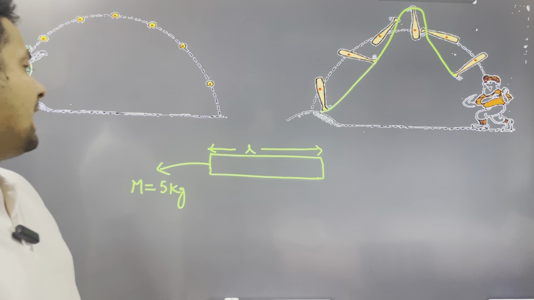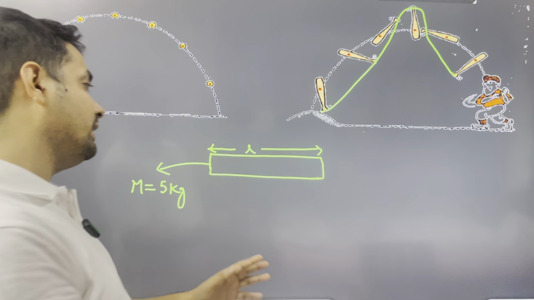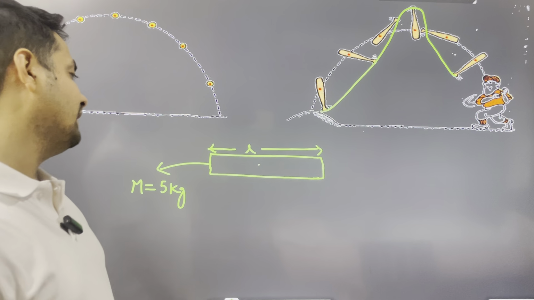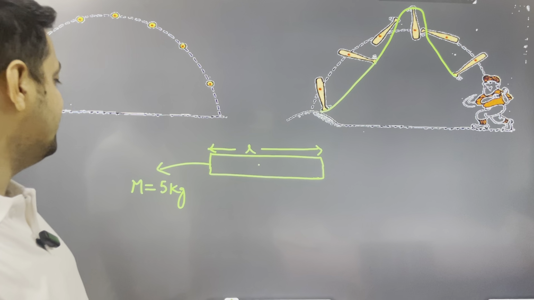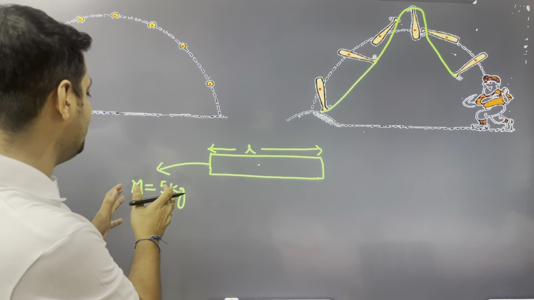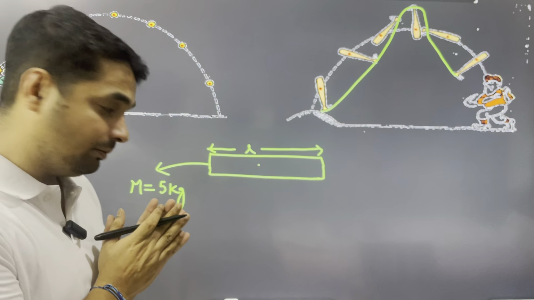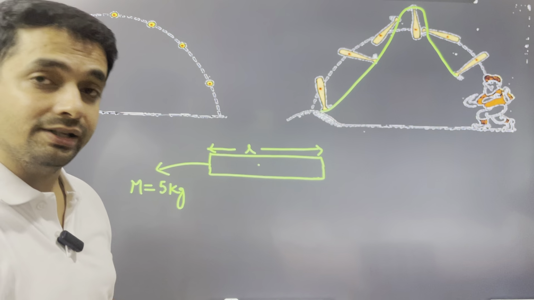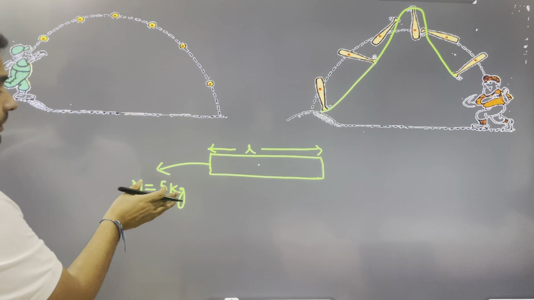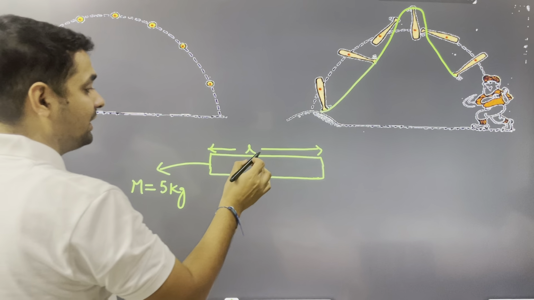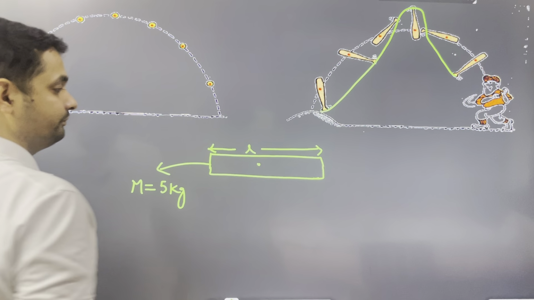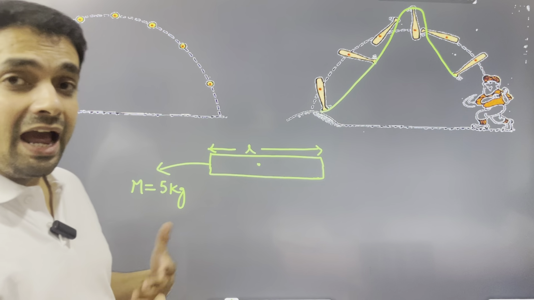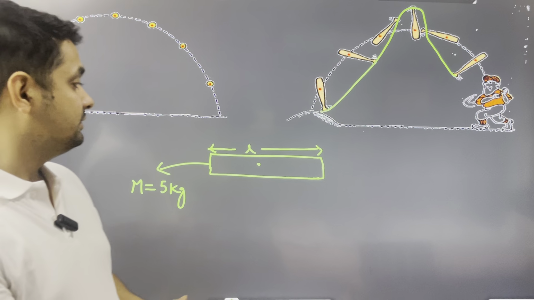Now what I will do is take one point at the center of this uniform scale and consider that the whole mass is concentrated at this point. It means this 5 kg is uniformly distributed on the scale, but I will consider that the whole mass of this scale, that is 5 kg, is concentrated at this point only. Now you will ask, how will it be helpful if I concentrate it here? So let's see.